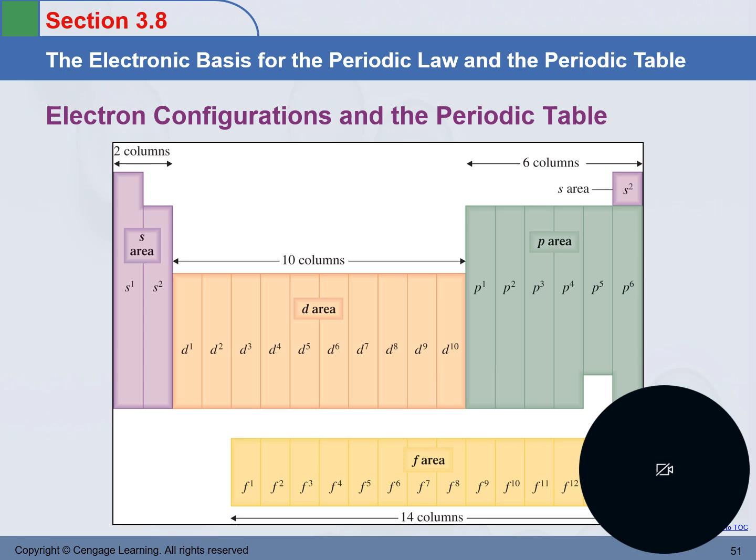Here's a picture of the s, d, p, and f blocks. Notice that alkali metals would end in s1, alkaline earth metals end in s2, halogens end in p5, and our noble gases end mostly in p6, with the exception of helium.